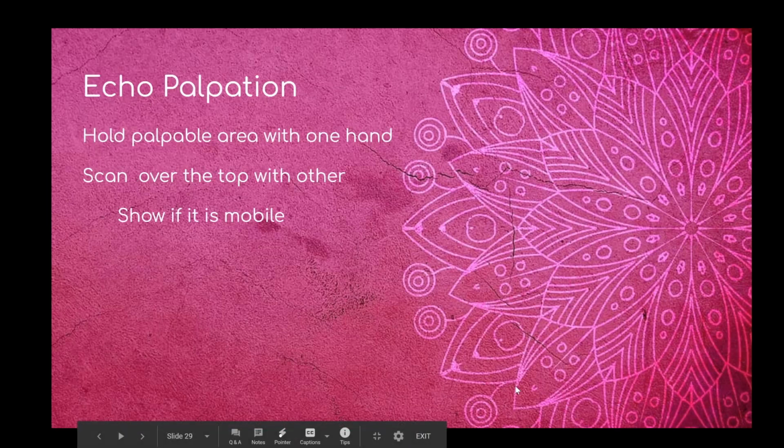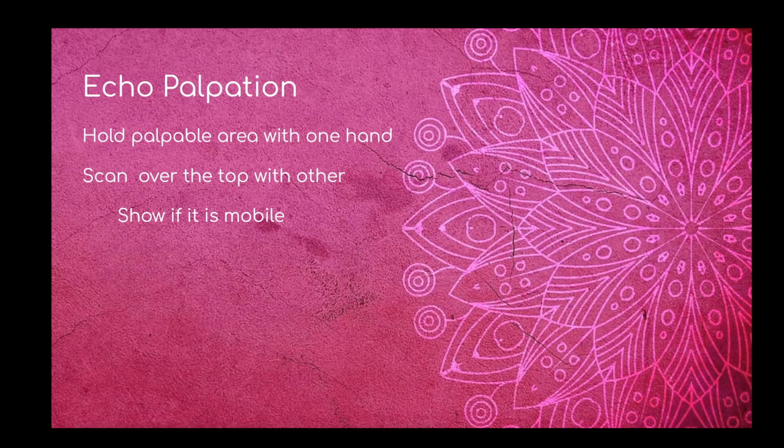Echopalpation means to hold the palpable area with one hand, and then you put the probe on the area that you're holding. It just helps to keep a rather mobile structure immobilized so you can image it well.